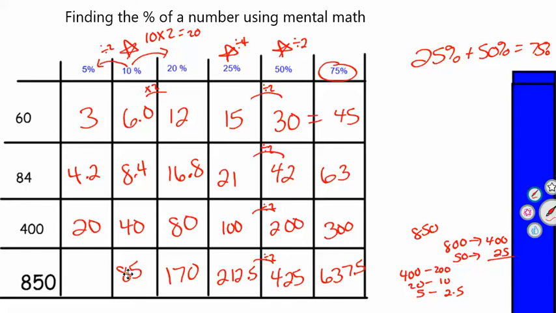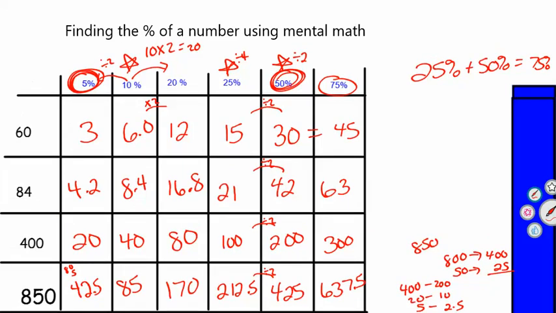Divide by 2. So if I divide this by 2, I'm going to break it up into 80 and 5. So half of 80 would be 40. Half of 5 would be 2.5. So 42.5. Do you notice something similar between the 5% and the 50%? Look at that. I'm going to ask you tomorrow what you notice about that.